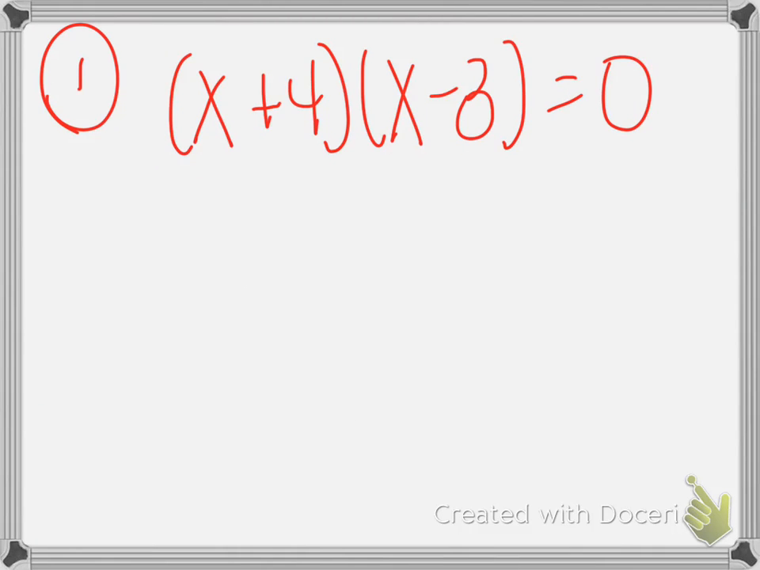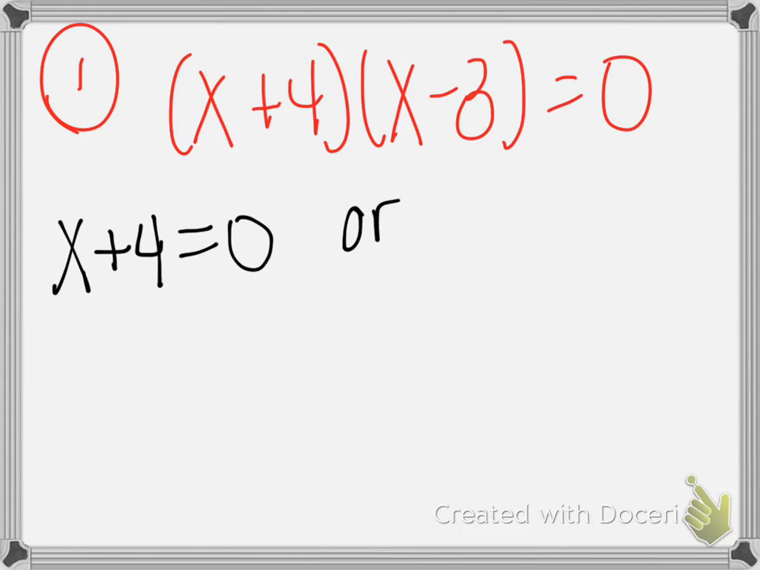It's in factored form and it equals 0, so it's just ready to use the zero product property. Now the zero product property tells us when we have two things being multiplied together to equal 0, that either x plus 4, the first factor, has to equal 0, or x minus 3 has to equal 0.